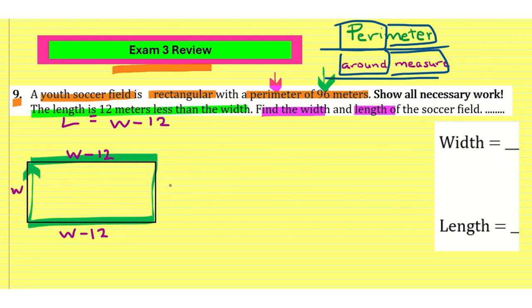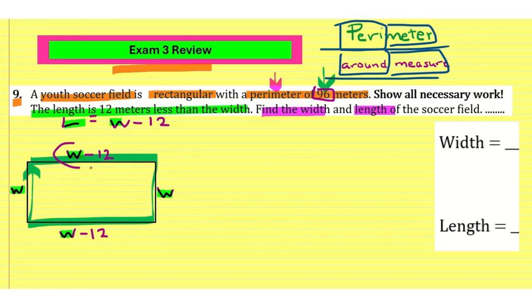So the goal is to get all of your expressions in terms of just one variable. If we have to deal with an L and a W around our soccer field, it would be very difficult to figure that out. But since we only have W's and W's and W's and W's, it's going to be relatively easy for us to work with. Okay, so again, the perimeter is the measurement around.